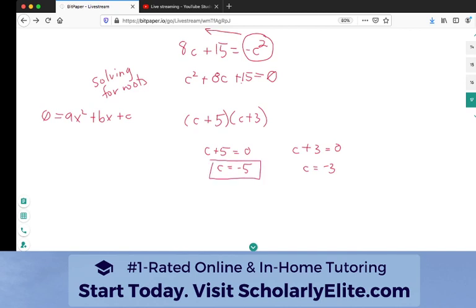And we've got that. And those are our final solves. That means that our x-intercepts take place at (-5, 0) and (-3, 0). Okay, you guys, I hope that makes sense. If you have any questions, feel free to leave them in the chat.